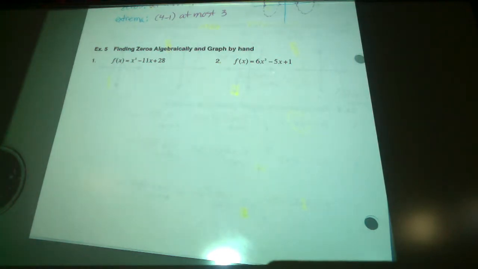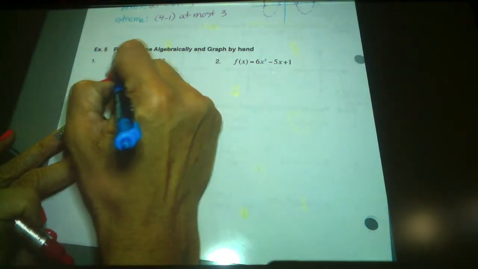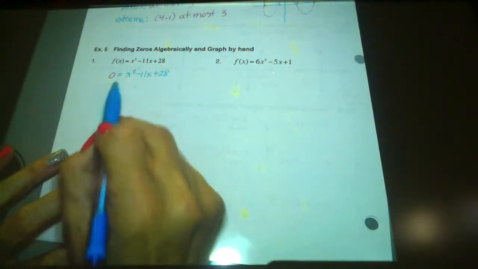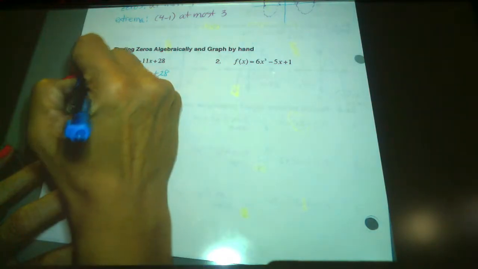How do I find the zeros? What do I let what equal? I want to let y equal 0, and in this case, y is what? f of x. So we're going to replace f of x with 0 because the value of y on the x-axis is always 0. So we're letting f of x equal 0, and we're going to factor this quadratic if possible.